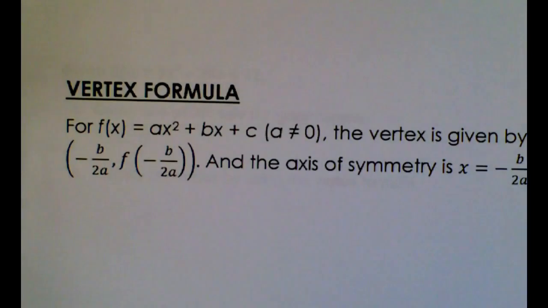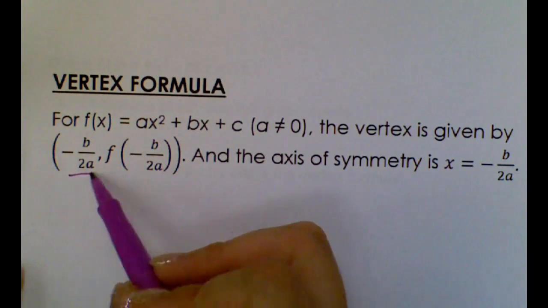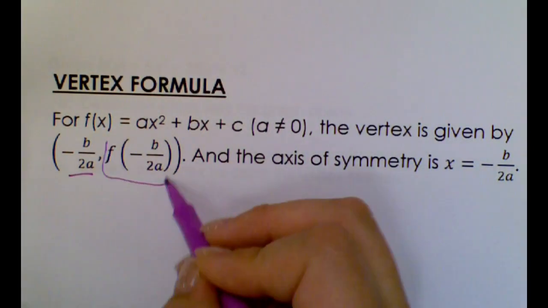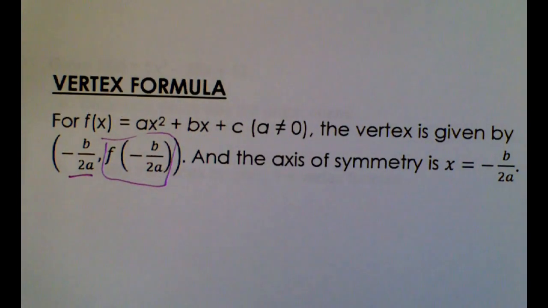All right. And now one more formula for us, the vertex formula. If I don't need to change it into vertex form, I can just use this formula. The x-coordinate of the vertex is negative b over 2a. The y-coordinate just says we plug that value in for x. And then x equals negative b over 2a is the axis of symmetry.